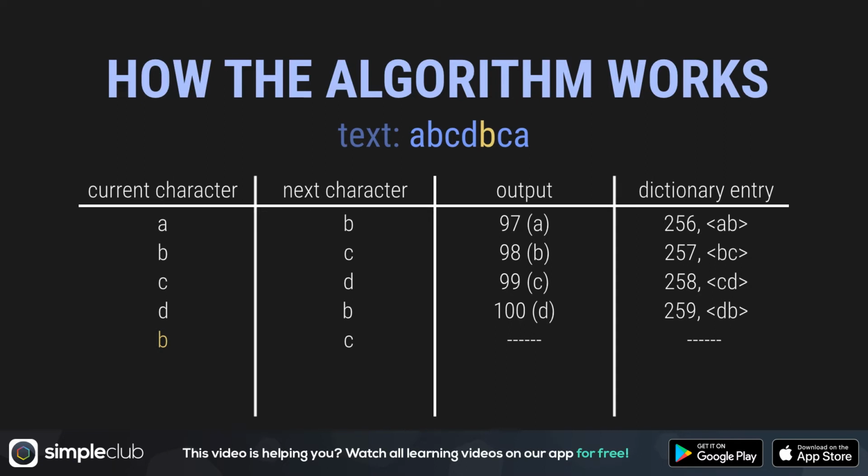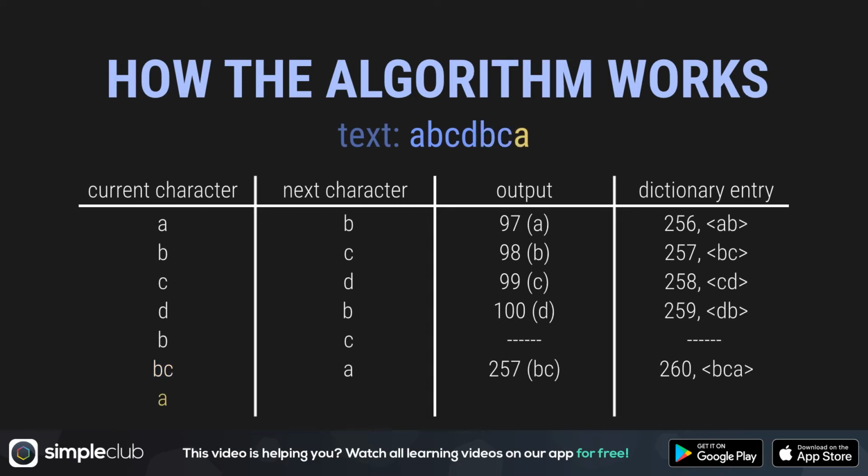On the next line, the current character isn't a single character, but the character sequence that's already in the dictionary. So in this case, BC. The next character is going to be A. Since BCA isn't in the dictionary yet, for output we put in our current character. So that's BC, index value 257. For the dictionary entry, we put in the current character together with the next one. This gives us a character sequence of BCA with an index value of 260.